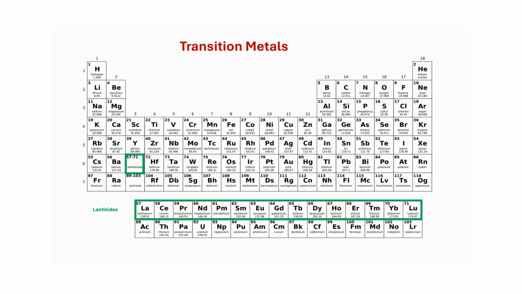The metals from number 57 to 71 are referred to as lanthanides, whereas those from 89 to 103 are referred to as actinides.